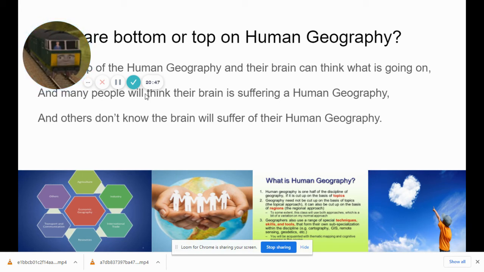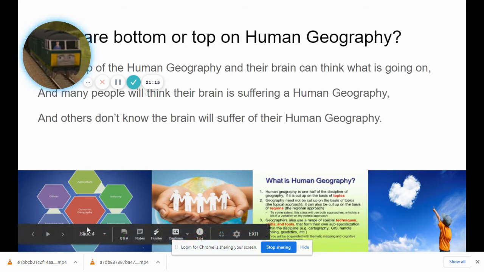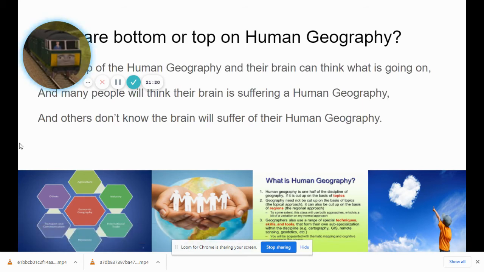Geographers also use a range of special techniques, skills, and tools that form their own subspecialization within the discipline, such as cartography, GIS, remote sensing, geodetics, and more. You'll be acquainted with thematic mapping and cognitive mapping in this course. Okay, so this is economic geography, with topics like industry, agriculture, transport and communication, resources, and international trade.